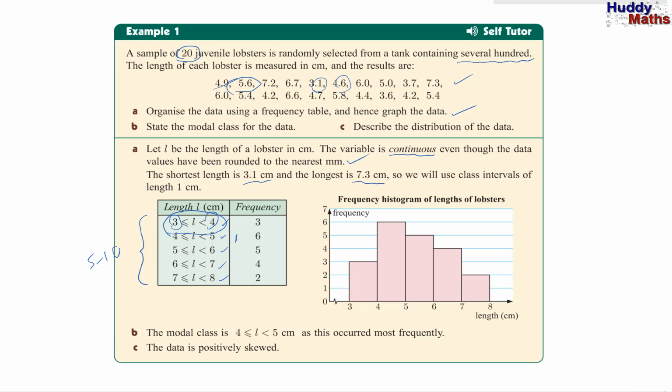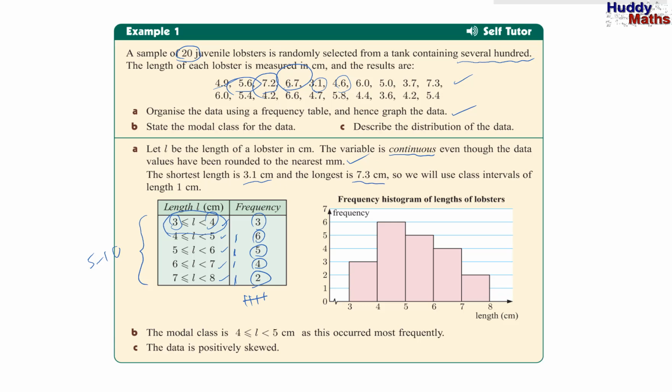5.6, that's in that group, so you put a mark there. 7.2, that's in that group, so you put a mark there. 6.7, it's back in this group here, so you put a mark there. You can see what we're doing, and then you total them all up, so you get these frequencies. Don't forget, when you get to a bundle of 5, you put a stroke across it. So the next one is like that. So it makes it easy to count them up.